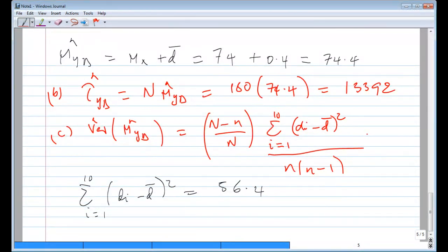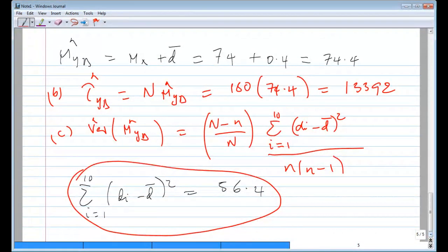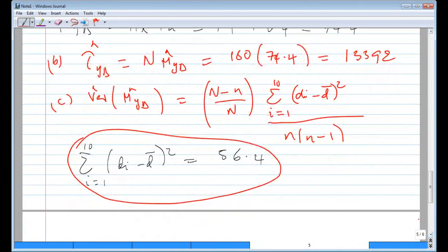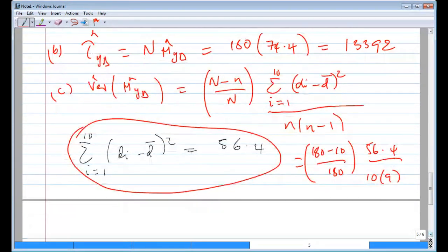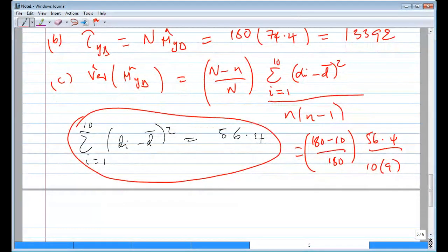So now, population size is what? 180 minus 10 divided by 180. Then summation of that is 56.4, 10 times 9. Then can you find the answer for us?